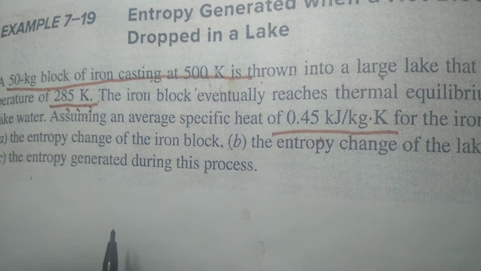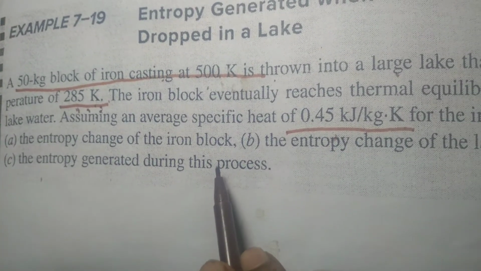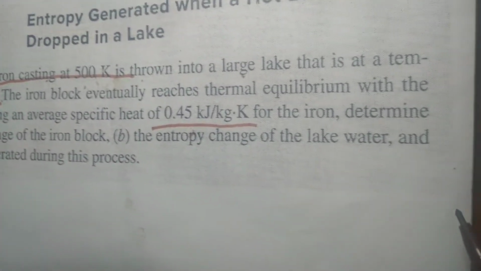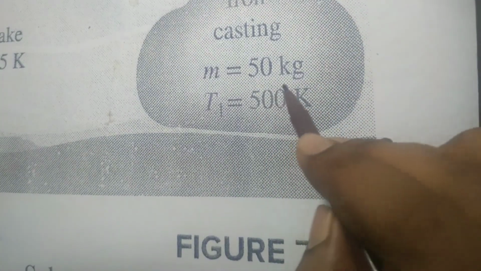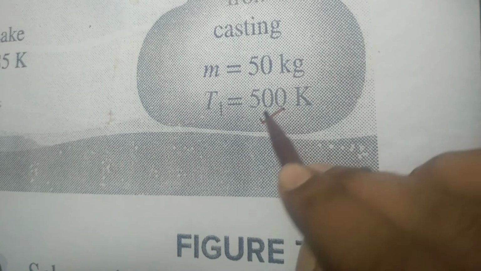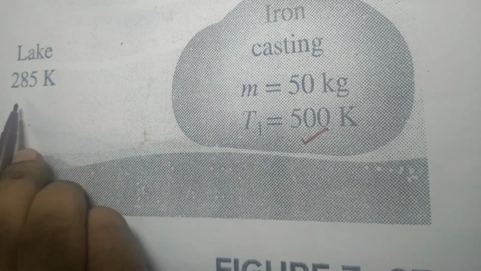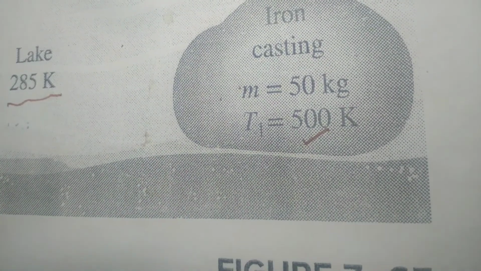So the final temperature is going to be 285, and heat will flow from iron to lake, but the temperature of the lake will not increase. So we have to find out first the iron block entropy change, then the entropy change of the lake water, and the entropy generated during the process. The figure is like this. The iron casting has a mass of 50 kg and a temperature of 500 Kelvin, and the lake is at 285 Kelvin, and this casting is thrown into this lake.